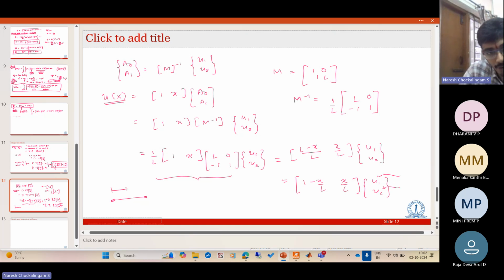So given any point x in the element, you can obtain the displacement of that point as a linear combination of the displacements of the two nodes U1 and U2. So what is this? This is basically an interpolation.